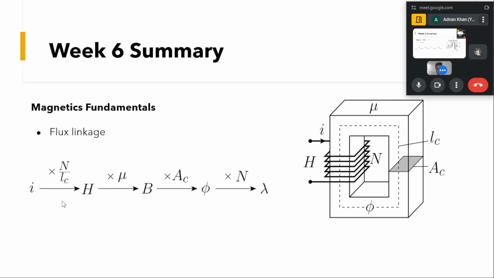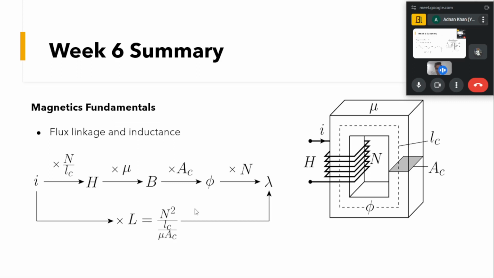So if we have a multiplying coefficient that will multiply to this I, we should get this lambda, and that multiplying coefficient is called the inductance. So if we multiply all these coefficients from here, we'll get N square LC divided by mu AC. If we multiply I by this L, given by N square divided by LC divided by mu AC, we will get this flux linkage. So lambda will be equal to L into I, where L is the inductance. So this constant value is known as the inductance.